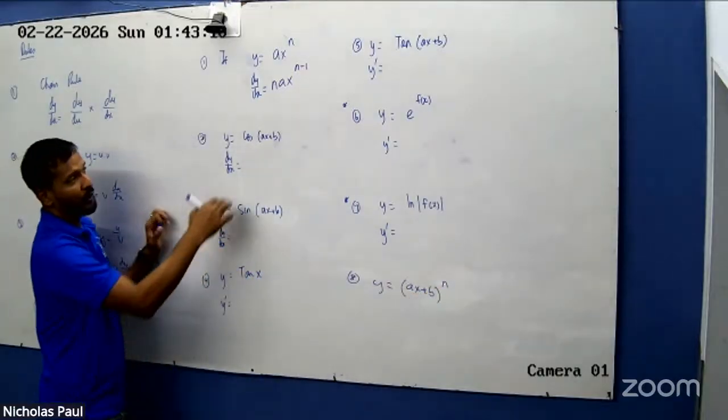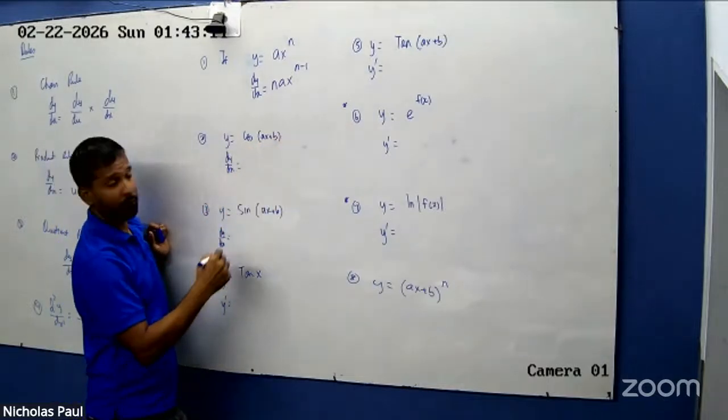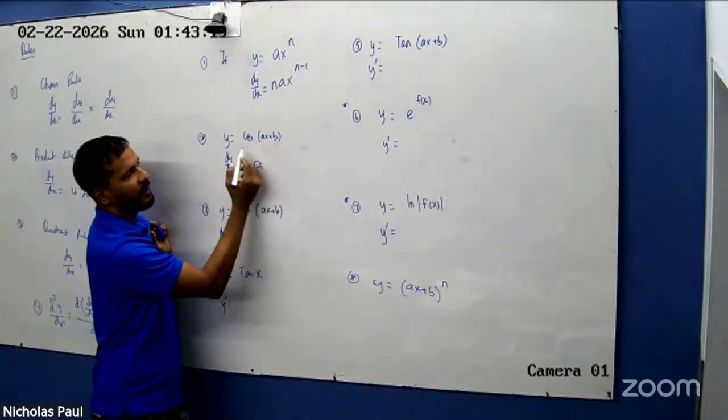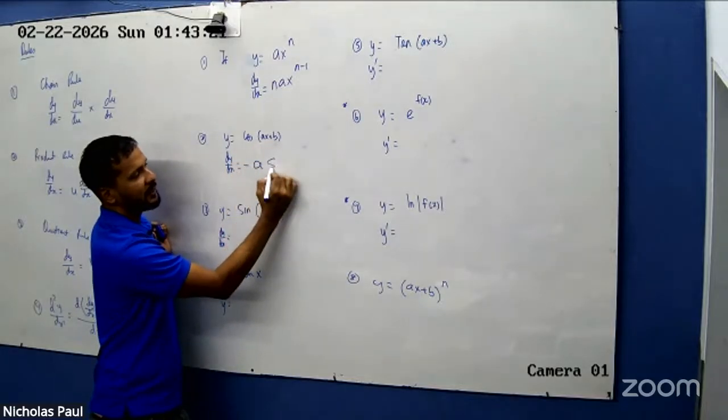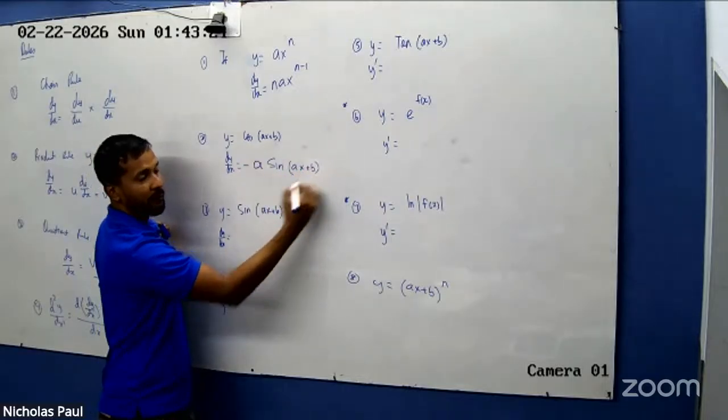Right? What's the differential of cos(ax + b)? The differential of ax + b is a. The differential of cos is minus sine. And then you write back ax + b.